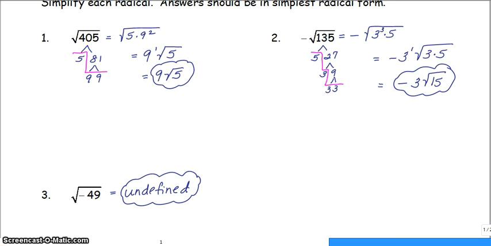So just to recap then, the negative outside the square root sign means our answer will be negative. A negative inside the square root sign means that we have something that is undefined over the set of real numbers.